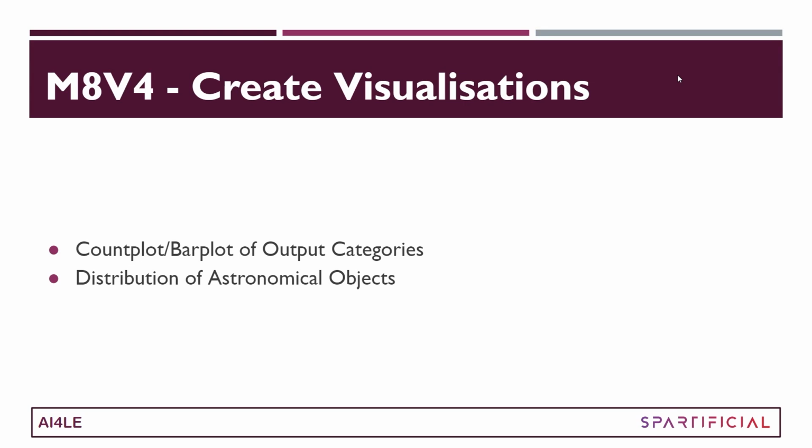Hey everyone, welcome to the fourth video of Module 8, and here we are going to create some basic visualizations. The first one is to look into the output categories that we have in the dataset, and the second thing is to get the distribution of these astronomical objects in the sky. We're going to use the right ascension, declination, along with the redshift to plot the data of stars, quasars, and the galaxies. So let's get started.